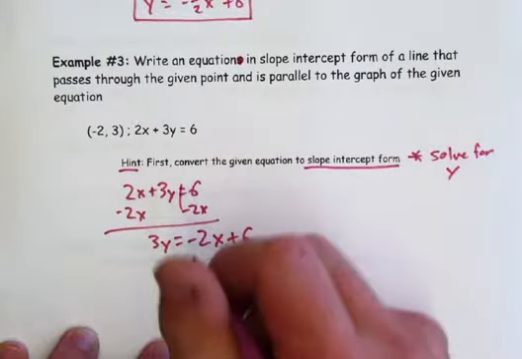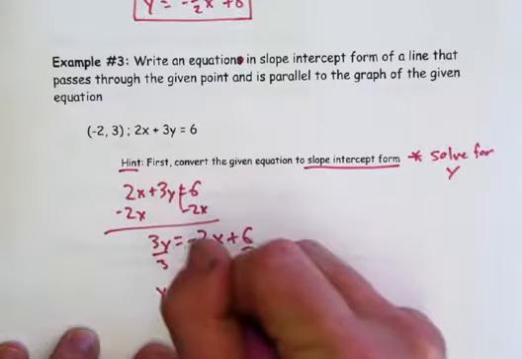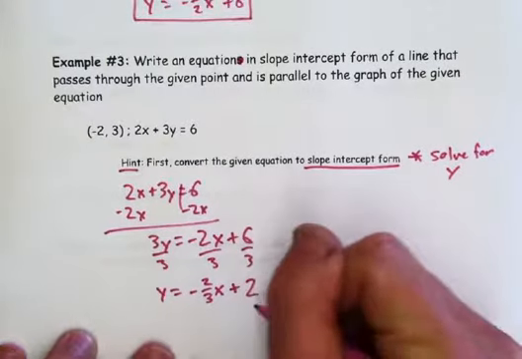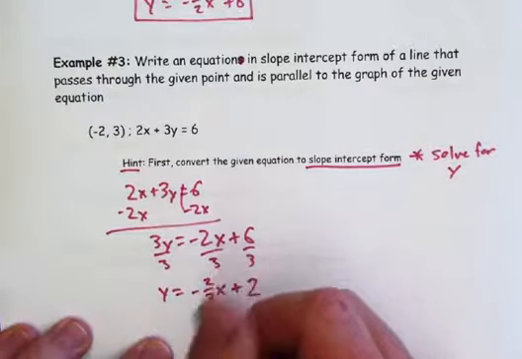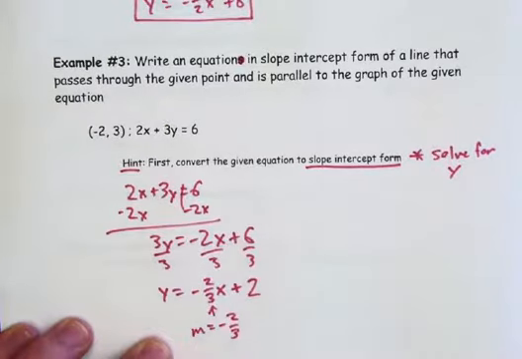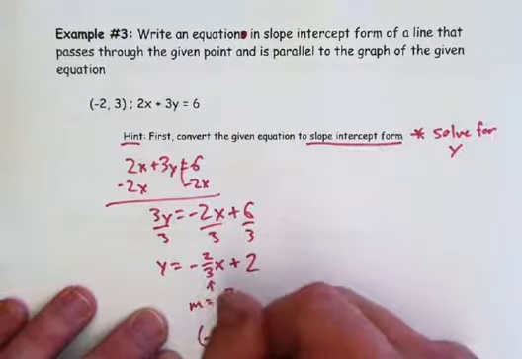Then I'm going to divide by 3. But I have to do that everywhere. So y equals negative 2/3 x plus 2. 6 divided by 3 is 2. Okay? Now we have our line, so we can find that our slope m equals negative 2/3. Right? Okay, so now we have m equals negative 2/3. Our point from up here, I can see that, is (-2, 3).